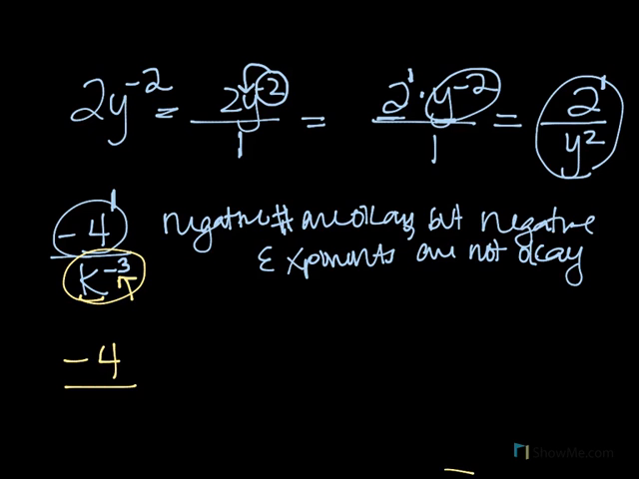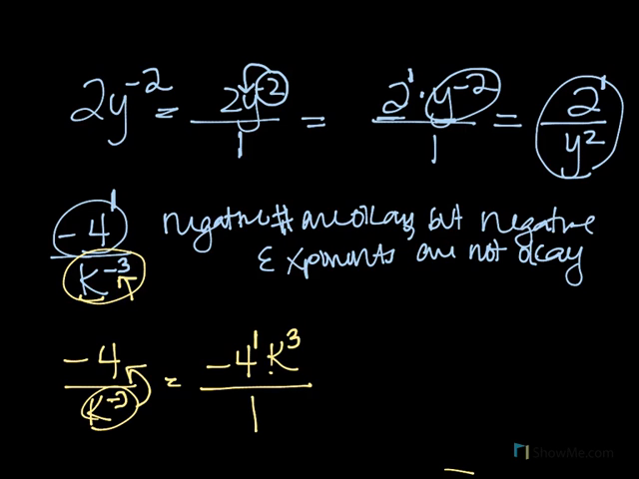Negative 4 is going to stay up top, but this k to the negative third has to go up top with that because it's negative. Negative 4 stays because it's raised to the positive power. You're only moving negative exponents. And then the k to the negative third goes up top, and when you place it up top, you're showing it as repeated multiplication because it was negative on the bottom. And then your final answer is negative 4k to the third.